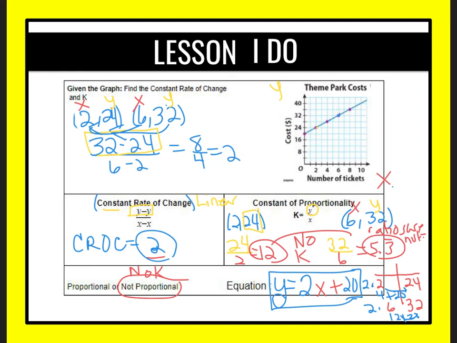And if I look at my intervals at 0 tickets, 0, that's 4, 8, 12, 16, yep. At 0 tickets, it starts at 20. So there must be a fee. Notice your graph did not start at the origin. Your graph started at 0, 20, indicating that we do not have a proportional situation, okay?